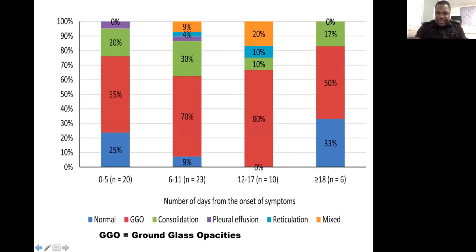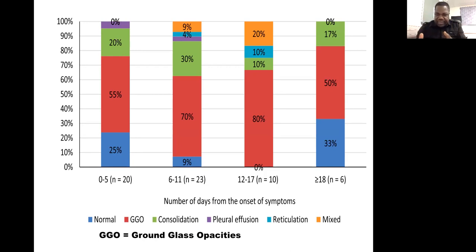Now, the most important thing from this study is that during the first week of infection, 1 out of every 4 patients had a normal chest X-ray. So 25% of those patients had a normal chest X-ray, and 55% of them developed what we call ground glass opacities on their chest X-ray, and 20% had what we call consolidation.